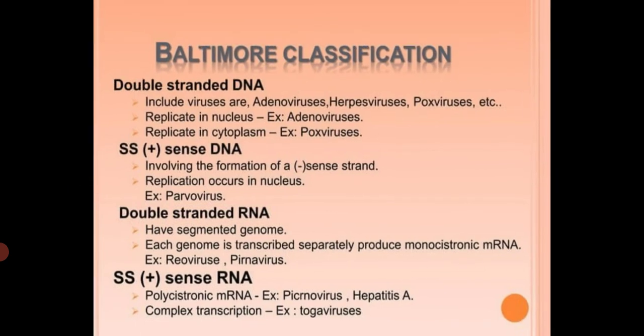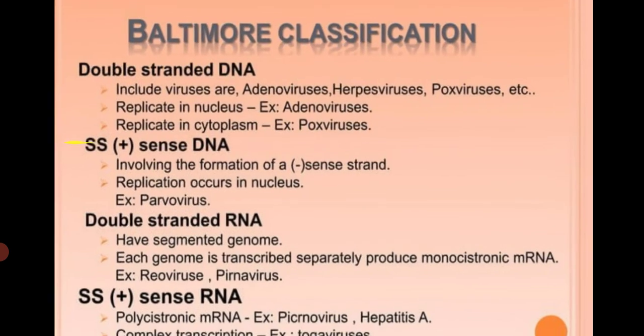Then the fourth group, single stranded positive sense RNA. This group contains positive sense RNA viruses. It may be a polycistronic mRNA, for example picornavirus and hepatitis A. Complex transcription, example togaviruses.